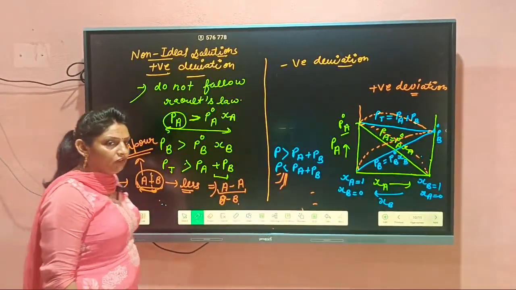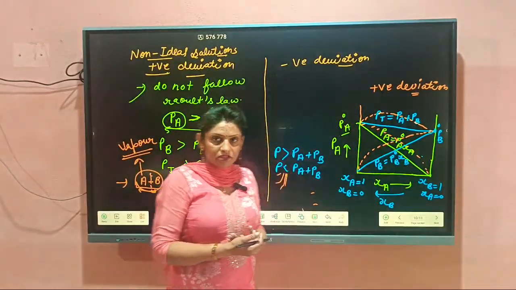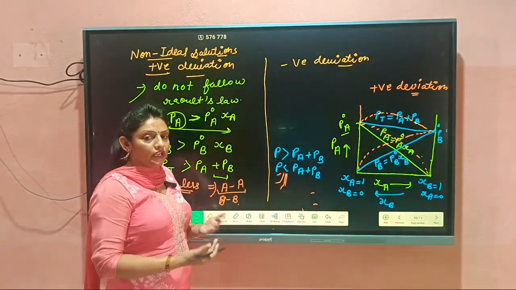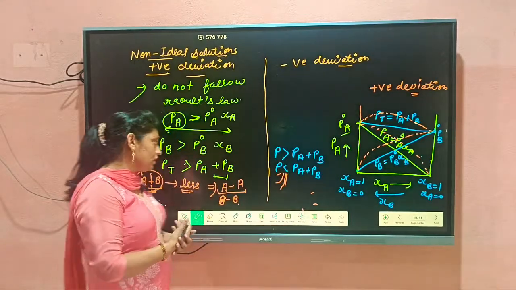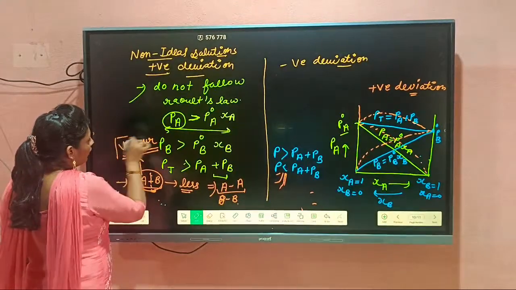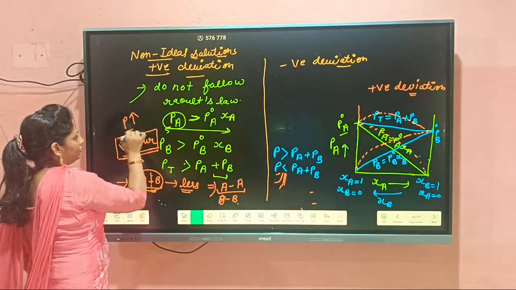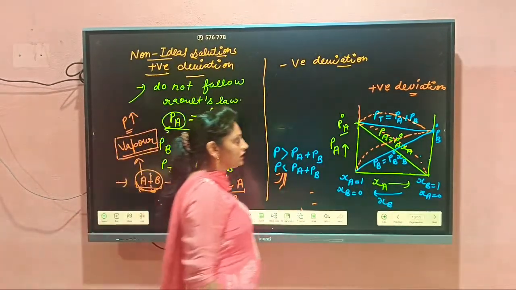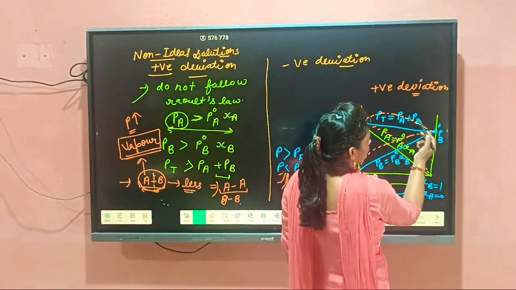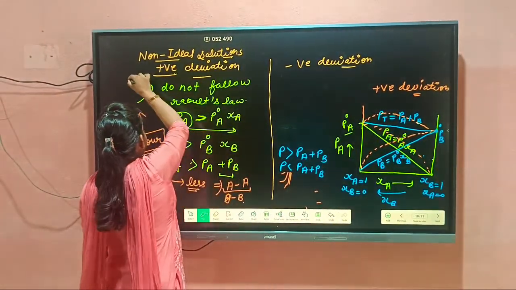Because they are forming vapor easily, they can form a large number of vapors at low pressure, at low temperature. So here, due to formation of more vapors, pressure will also be high. So students, here pressure will be more as compared to the expected value in case of positive deviation.